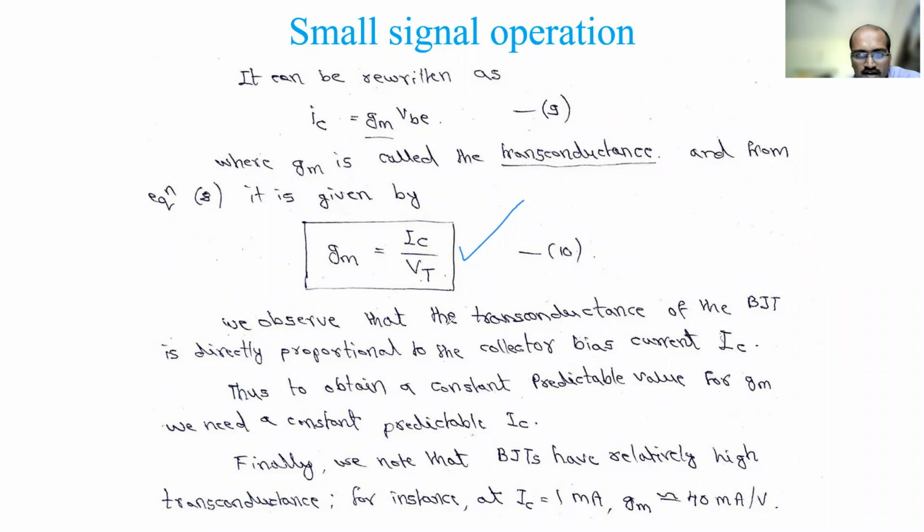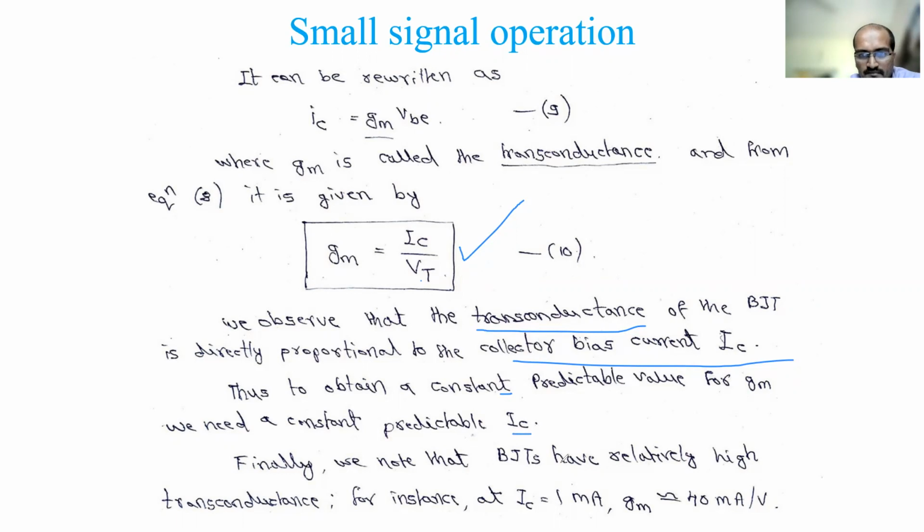Just some inputs about transconductance. We observe that the transconductance of the BJT is directly proportional to the collector bias current IC, and this transconductance is one of the datasheet parameters. When you buy a new mobile phone, they give a datasheet: internal memory is this much, camera resolution is this much. Same way, for the transistor they give this specification, transconductance. This is very important for analysis purposes. To obtain a constant predictable value for GM, we need a constant predictable IC.